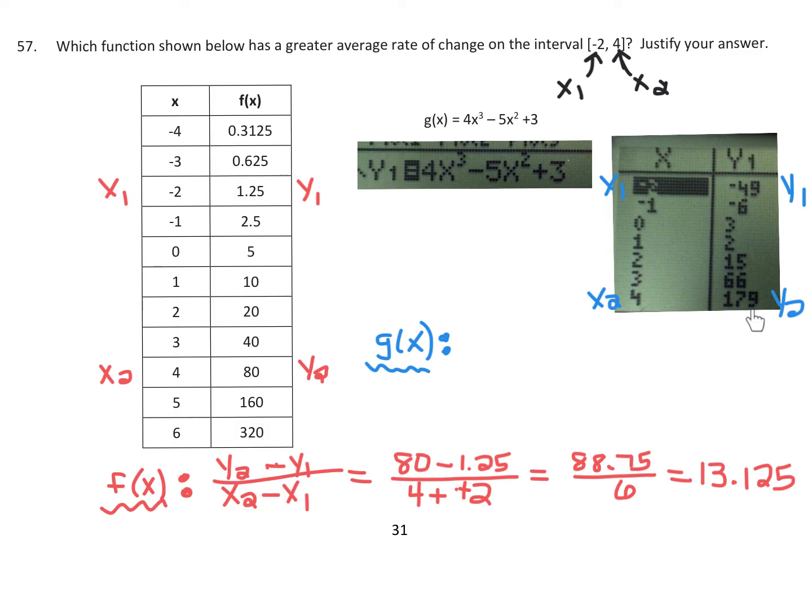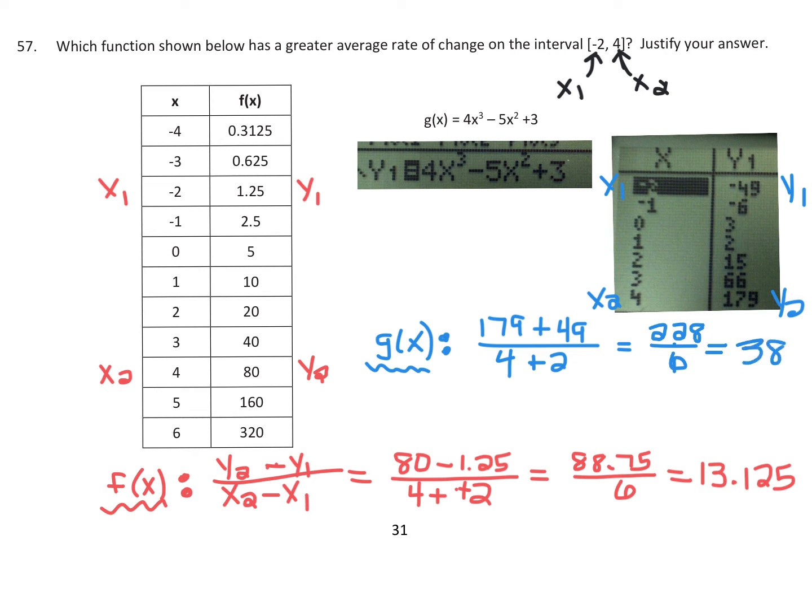So we're going to do y2 minus y1. So that's going to be 179 minus negative 49. And remember, when you have a minus negative, it becomes a plus. So this time I just jumped into making it a plus. And then on the bottom, we're going to have 4 minus negative 2. So just 4 plus 2. All right, so on top, 179 plus 49 would be 228. And on the bottom, 4 plus 2 is 6. So if I take my numerator and divide it by the denominator, I wind up with 38.